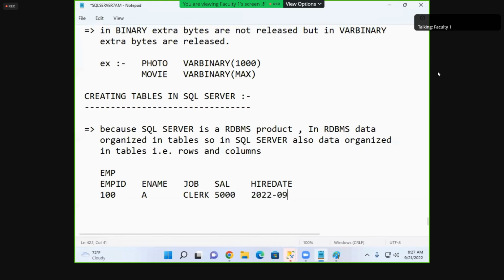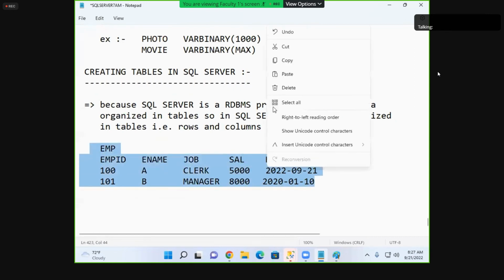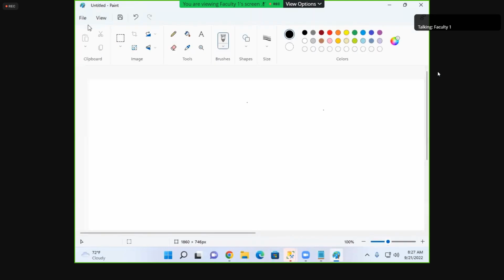2022-09-21. Next, 101, name B, job manager, salary 8,000, and suppose some join date, 2022-01-10, just some date. Understood now? So what is this called? This is called a table.